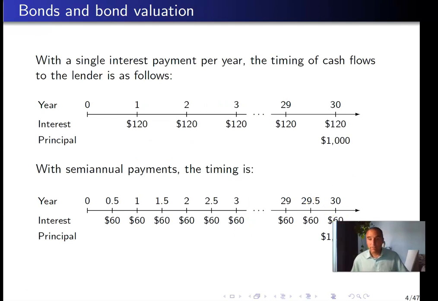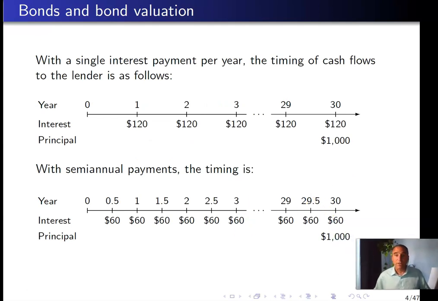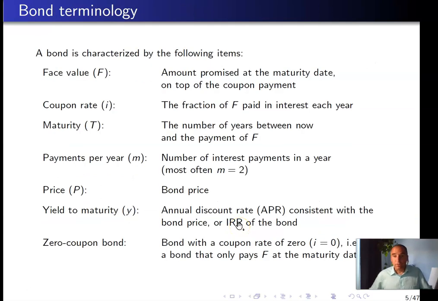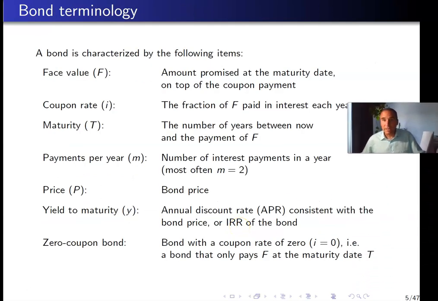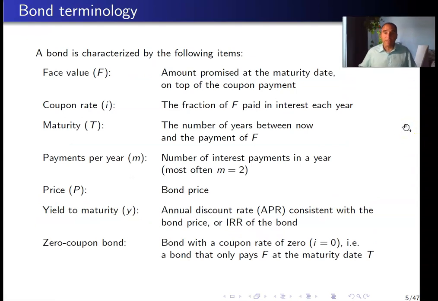So this is what $120 per year would look like. You would have a total of 30 payments. If the bond makes semi-annual payments, like what we see at the bottom of the slide here, there would be 60 payments of $60. So a bond is a contract that specifies the characteristics of the loan.